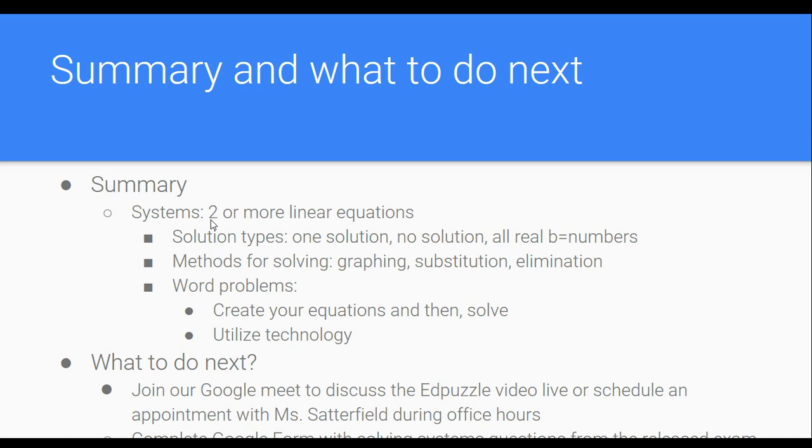All right, so to quickly summarize this video, we discussed systems. Systems are 2 or more linear equations being compared, all right? And then we looked at our 3 solution types: 1 solution type, no solution, and then all real numbers. And then we looked at our methods for solving: graphing, substitution, and elimination. And finally, we looked at how to use those methods within word problems. And then if you're still concerned about solving them on your own, give technology a shot.